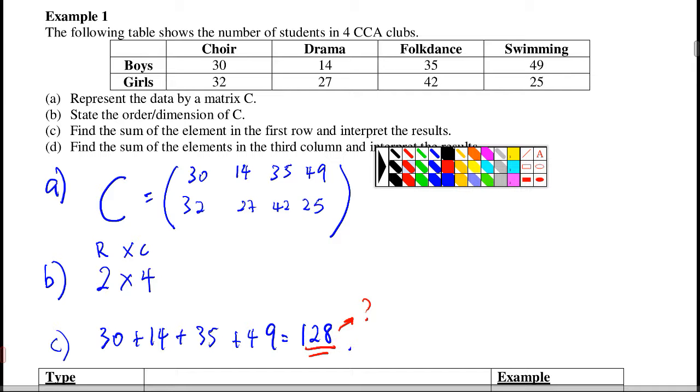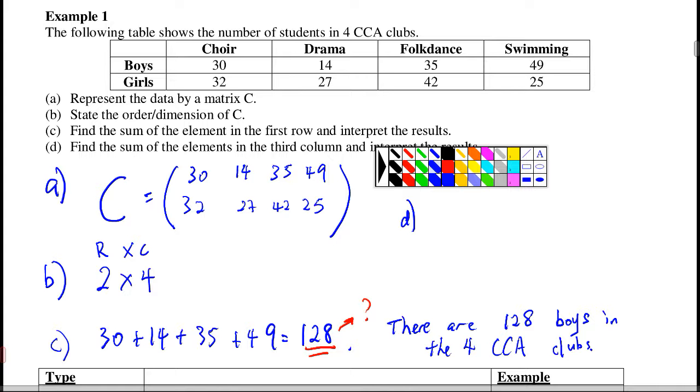Understand? So you must write down. Interpret the result: total number, there are 128 boys in the 4 CCAs. CCA means clubs. Easy, right? I told you it's easy. Even the Express students say easy. For the first time, the Express say easy.